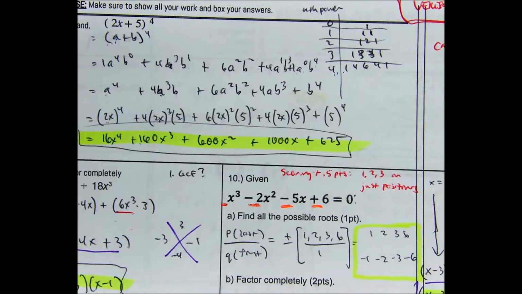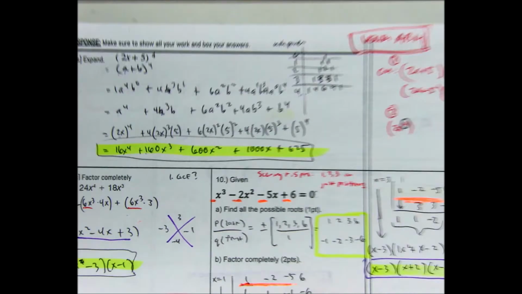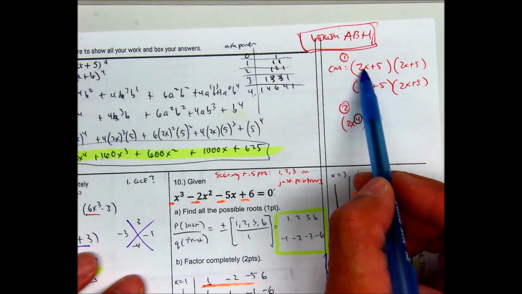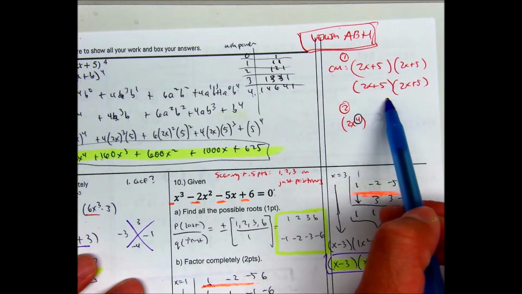Another approach, not wrong: if you wrote out 2x plus 5 four times, and then you try to multiply them, you still should have gotten that answer.